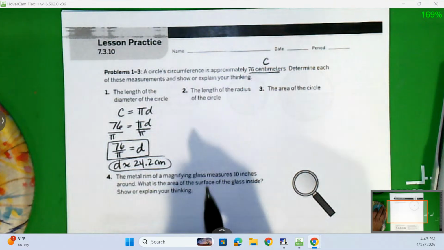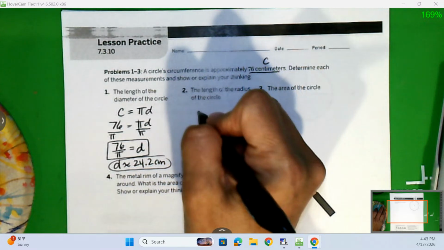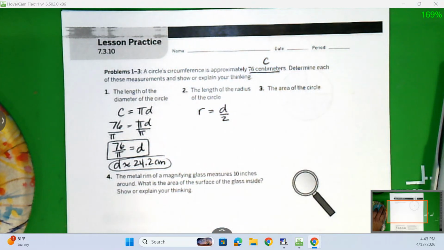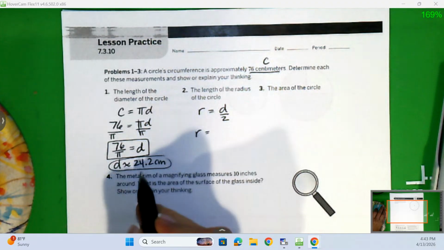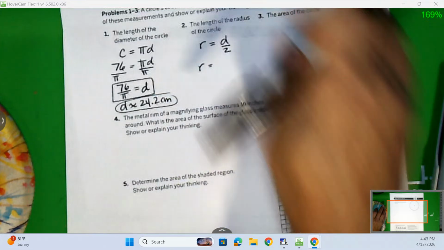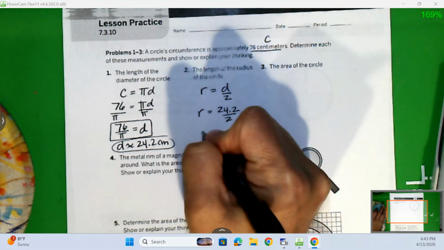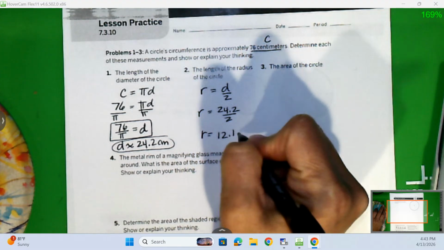Okay, number 2, it says the length of the radius of the circle. So if we know the diameter, the radius is the diameter divided by 2, or half the diameter. All we have to do is plug in our diameter value of 24.2 and divide it by 2, which gives us a radius of 12.1 centimeters.